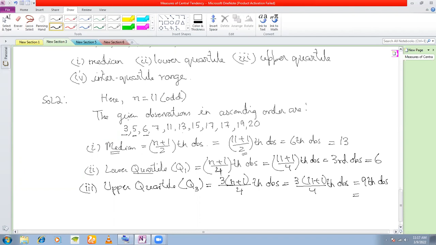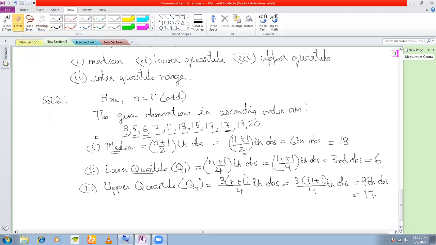And which one is the 9th observation? So you start from the left hand side. First, second, third, fourth, fifth, sixth, 7, 8, and you have the 9th observation. So this is your 17. This is your upper quartile.